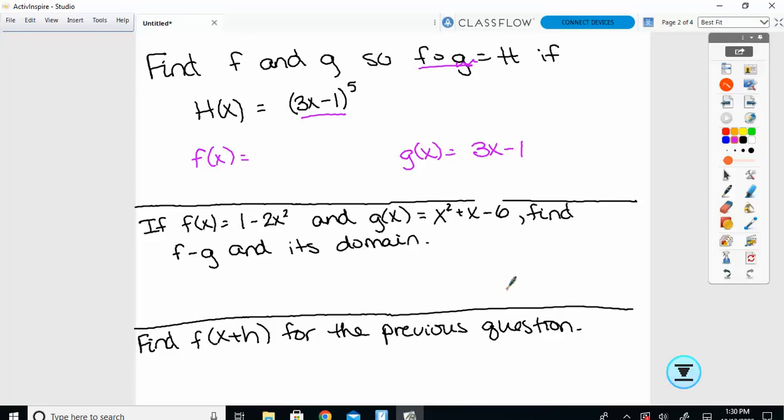Okay, so if you think about when you compose, you replace your x with something. So when we're undoing it, think about if I take that out and just put an x back in its spot, what's my f? And you could always check these. If I compose them, do I get the 3x minus 1 to the 5th? And it does work out.